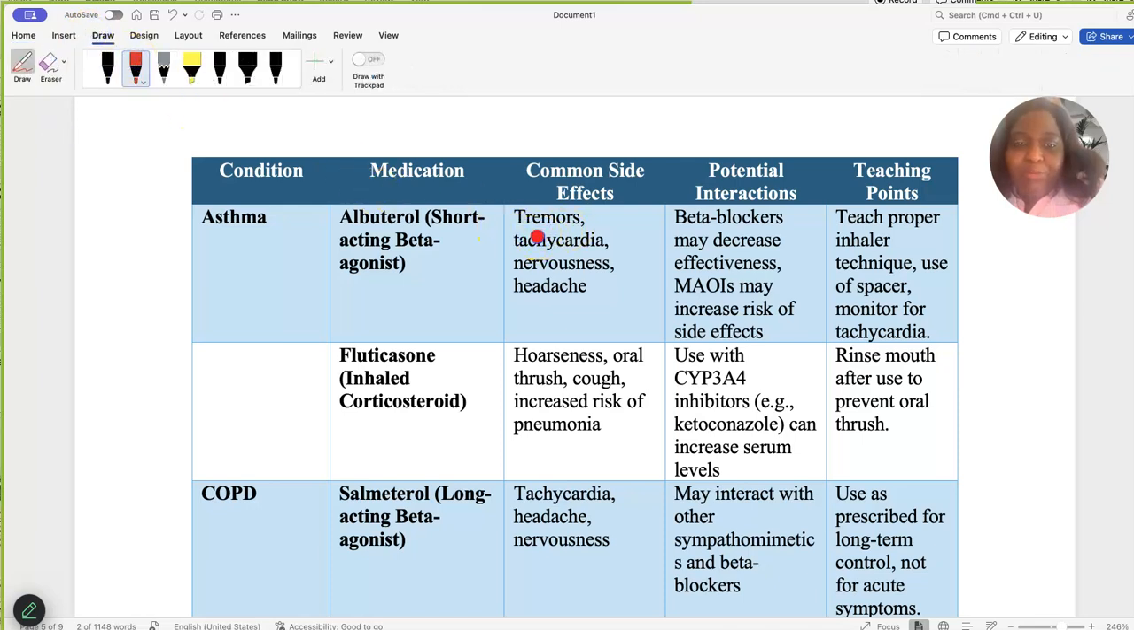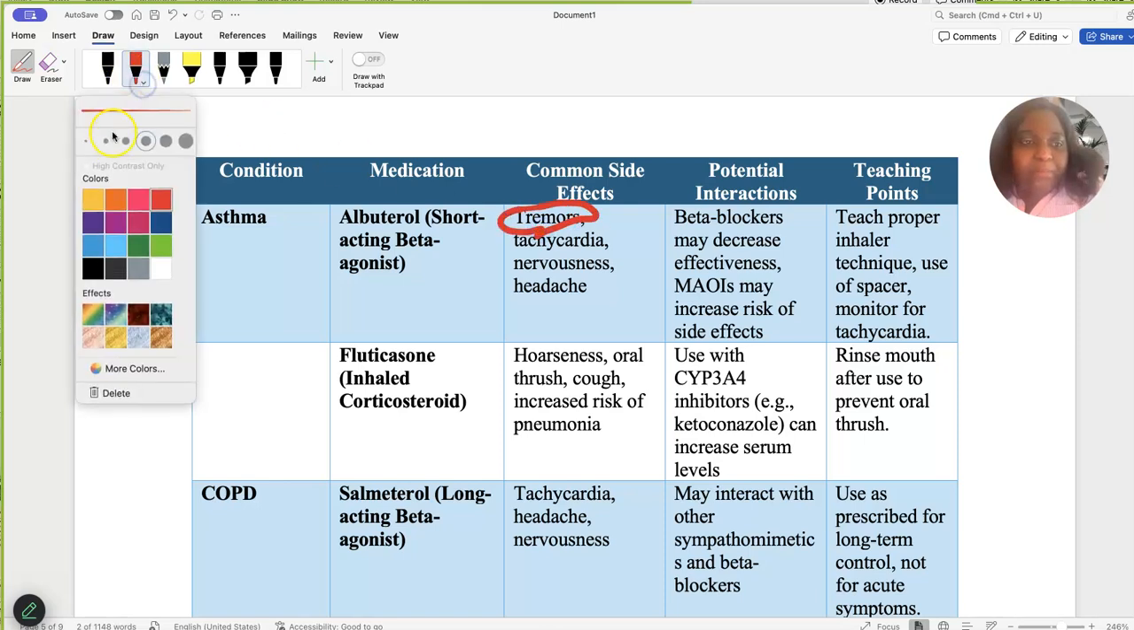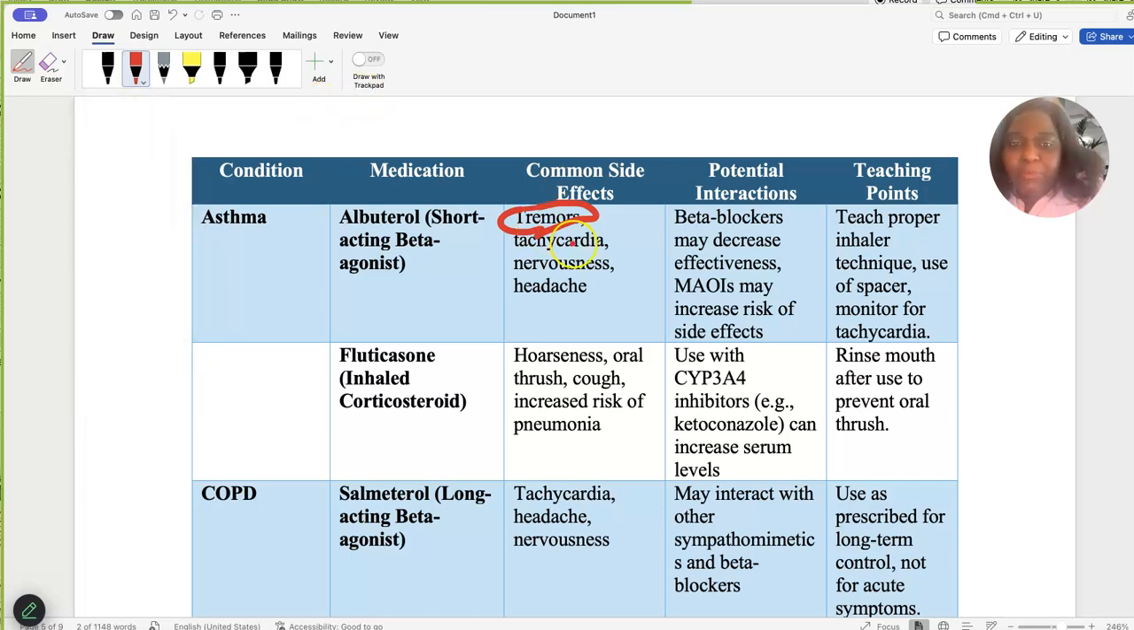You know you are getting tremors for sure, okay? Tachycardia is a sure thing. Nervousness and headache. All of these are actually important. I can't really rule anyone out. That's what we see with SABAs, okay?